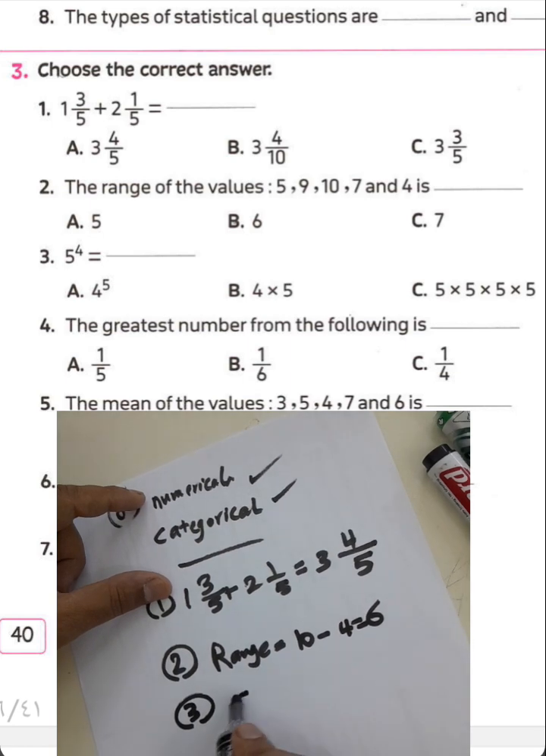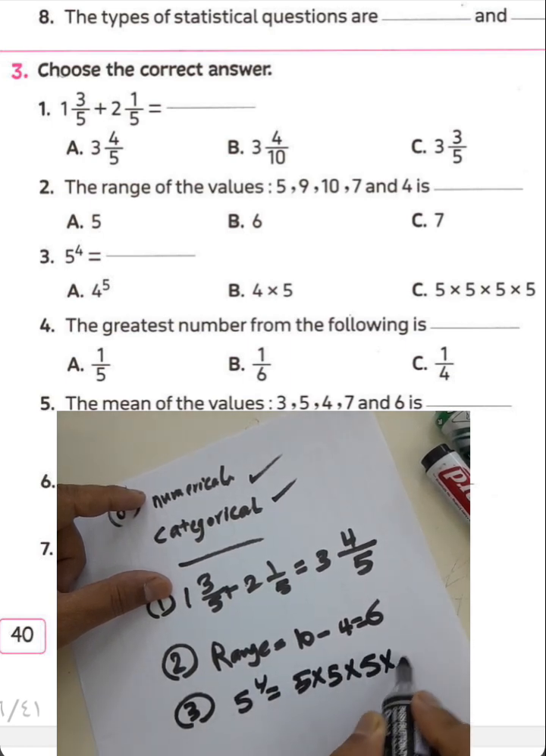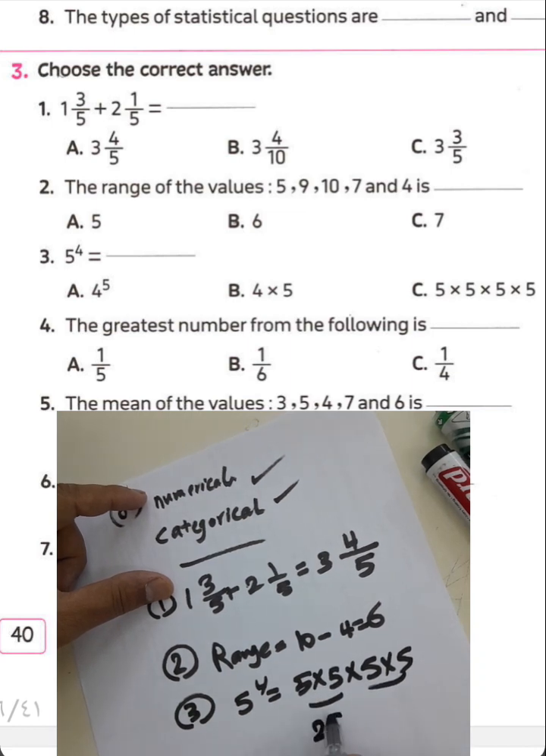Question 3. 5 power 4 means 5 by 5 by 5 by 5. 5 by 5 is 25, 25 by 25 equals 625.